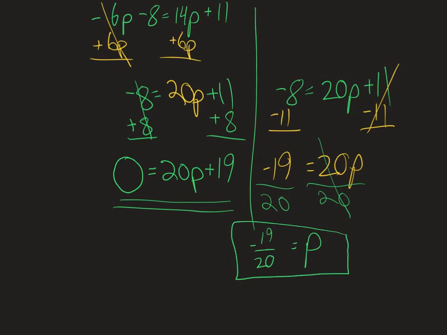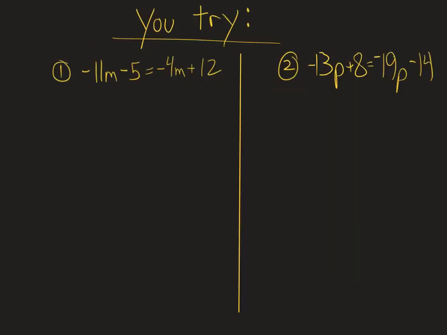But this will probably happen as I give you examples for multi-steps, because it takes way too long to figure out in your head a whole number solution every time. And this is good practice for you guys anyway. All right, you try those two. Variables to one side, constants to the other, and then finish solving it. Go.